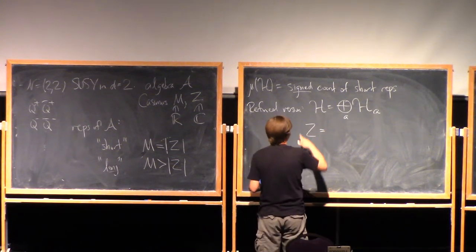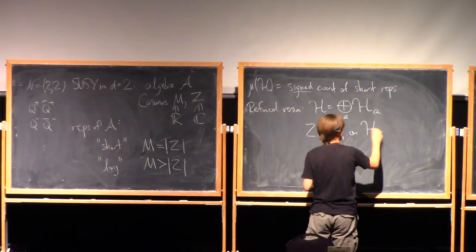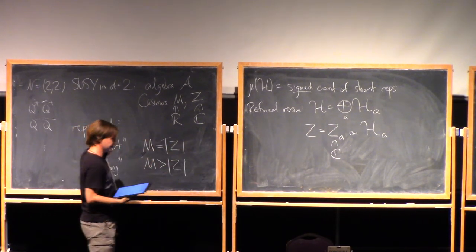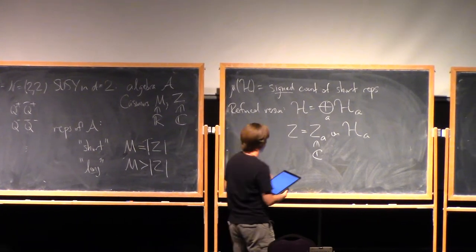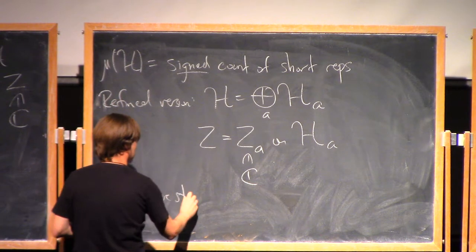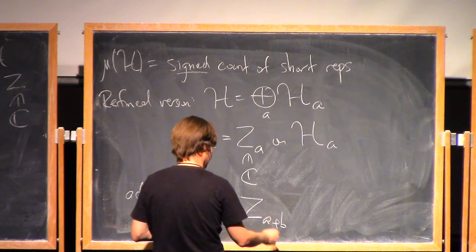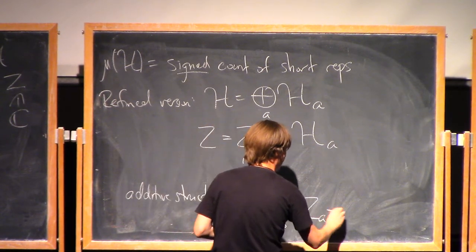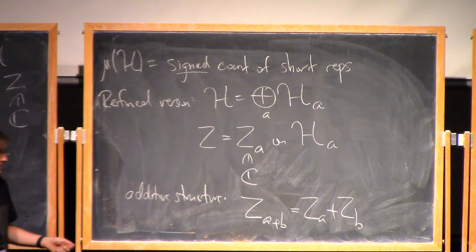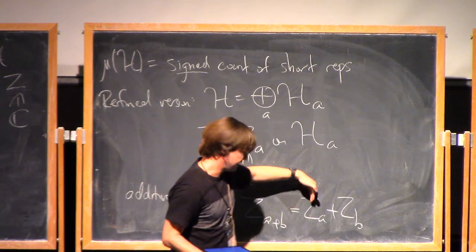And the central charge operator just acts as a scalar on each of these graded pieces. So when you look at one graded piece, you just think of the central charge as just some absolute fixed number. There's an additive structure on the charges. This I didn't mention last time. Again, we'll see it in the example in a minute. And the central charge is additive in the sense that if I have two particles, one with charge A, one with charge B, the combination is a state of charge A plus B, and the central charge of that state is just the central charge A plus central charge B.